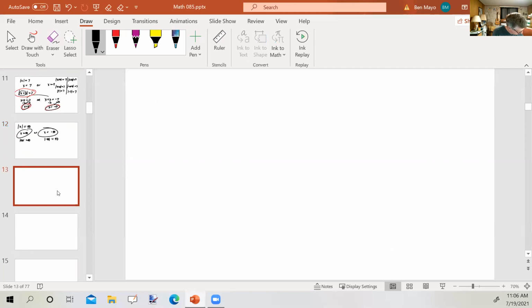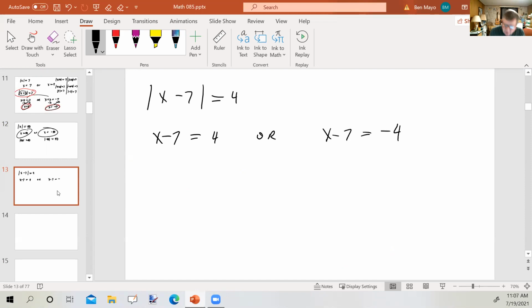Let's see here. The absolute value of x minus 7 equals 4. So that means x minus 7 has to equal 4, or x minus 7 has to equal the opposite of 4, or negative 4. If x minus 7 equals 4, adding 7 to both sides, we get x equals 11. If x minus 7 equals negative 4, adding 7 to both sides, we get x equals 3.